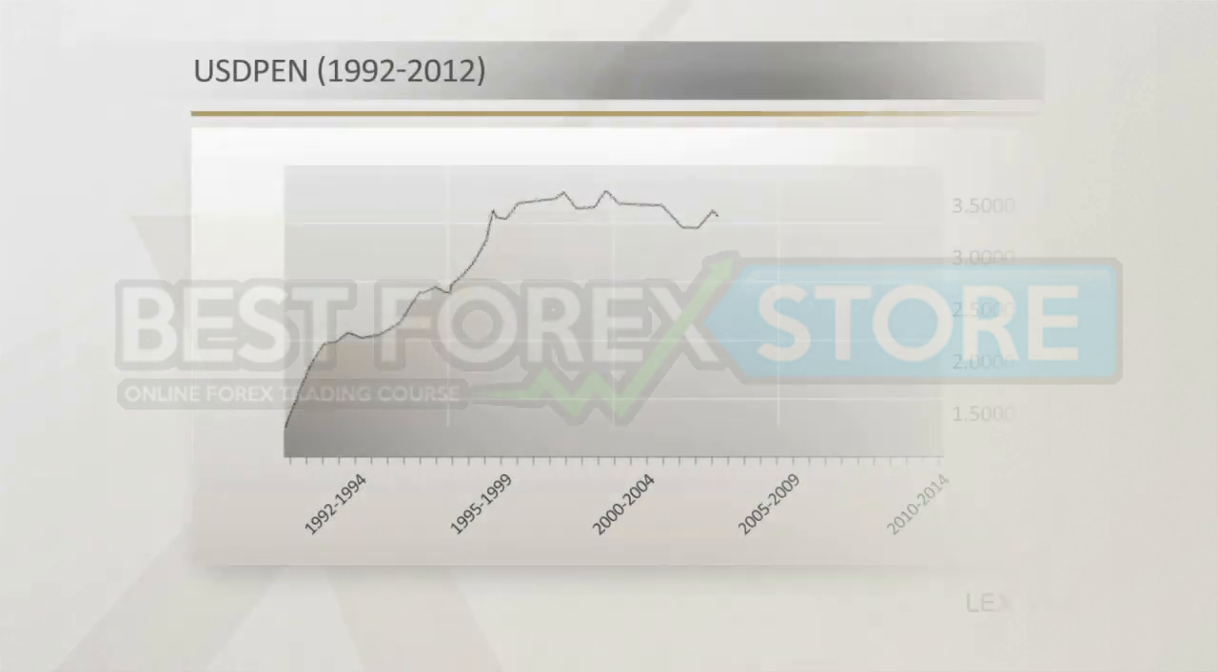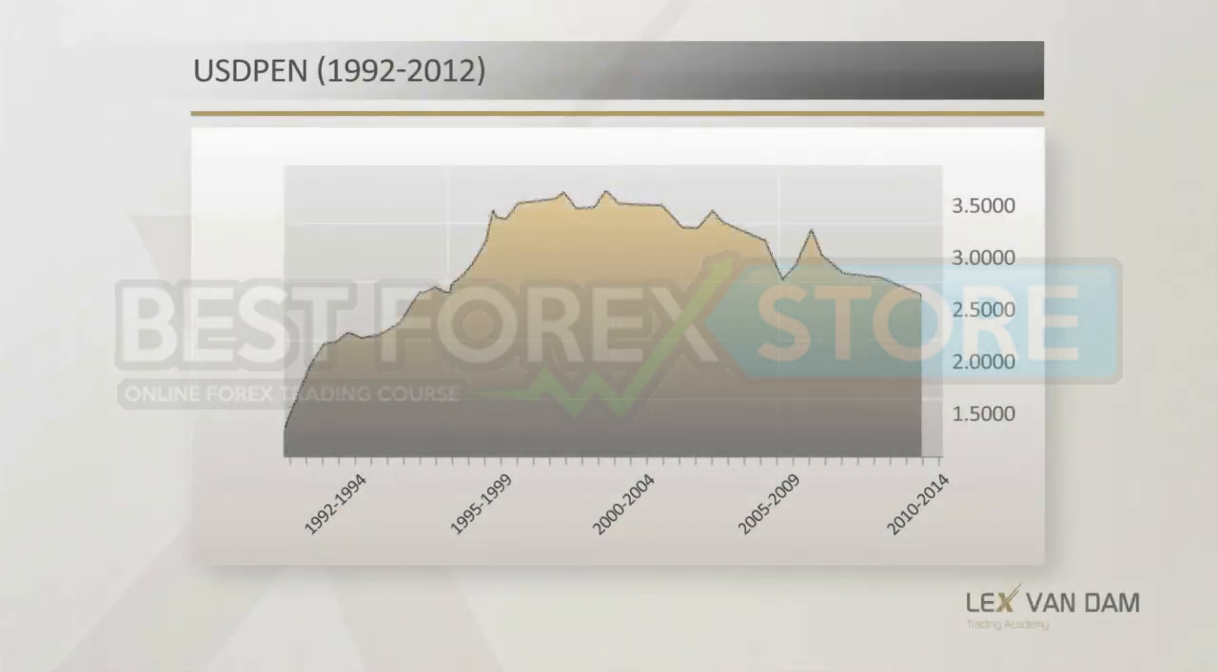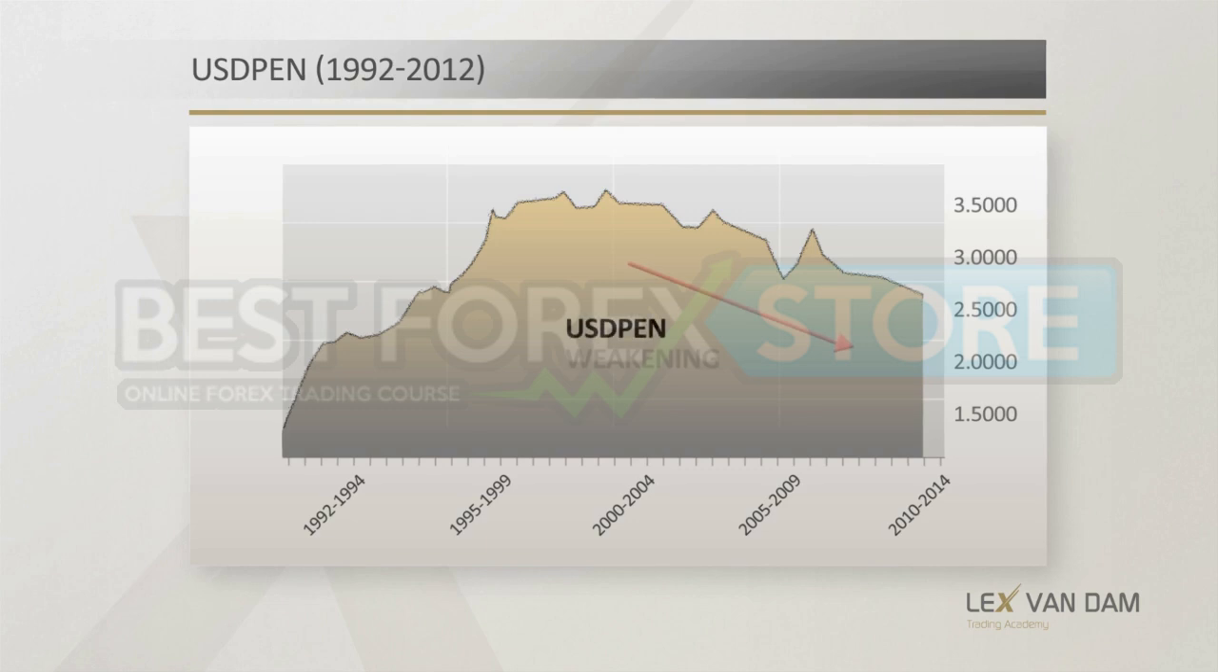Moving on to the third trading idea now. The Peruvian new sol versus the US dollar. This is the long-term chart of the US dollar versus the Peruvian new sol. You can see that the dollar strengthened between 1992 and 2000. $1 was worth 1.5 sols in 1992, but by 2000 there were as many as 3.5 sols to $1, so the sol weakened significantly over that period.